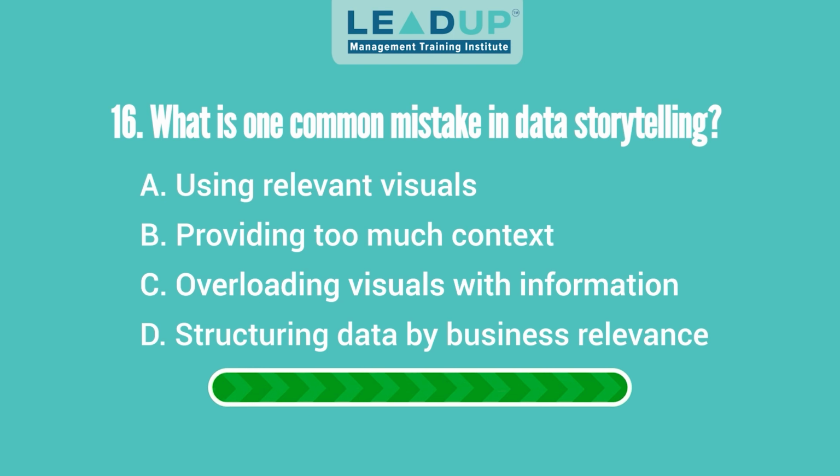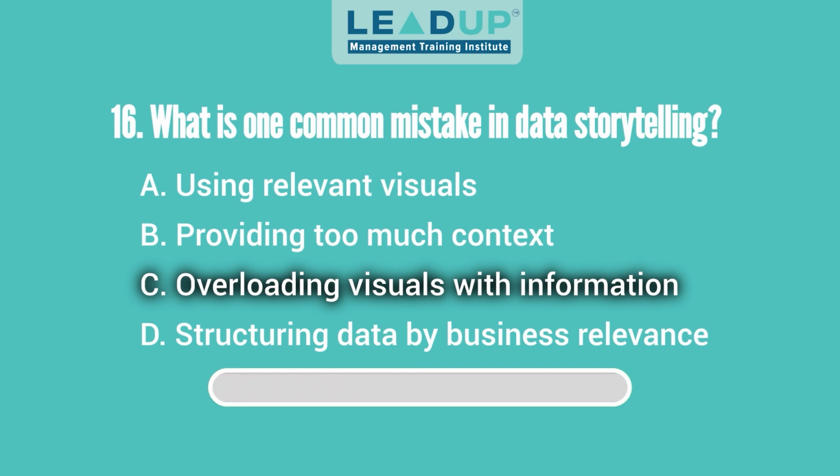Question 16. What is one common mistake in data storytelling? A. Using relevant visuals. B. Providing too much context. C. Overloading visuals with information. And D. Structuring data by business relevance. The answer is overloading visuals with information.